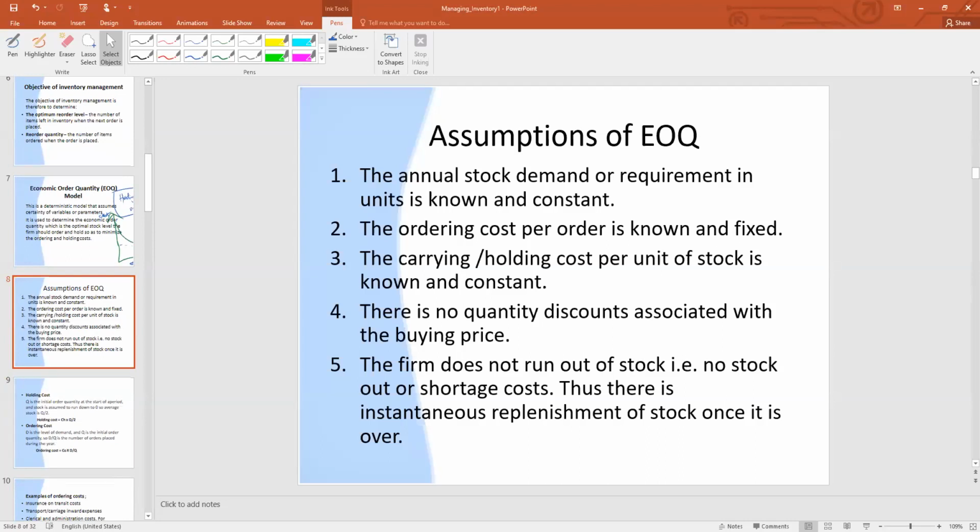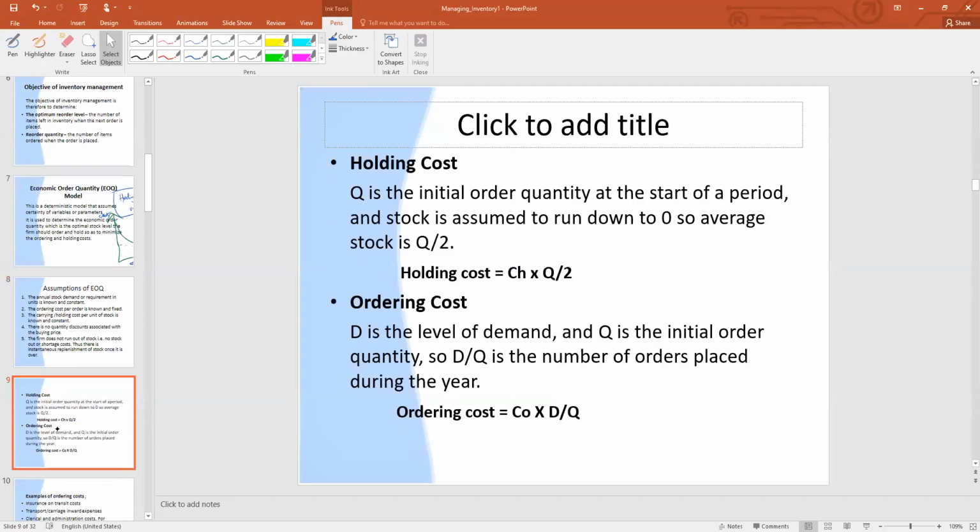Now, don't forget, since suppliers don't give quantity discounts, it implies that the purchase cost is fixed. Just put it aside here. The purchase cost is simply equal to, in a year, how many units I buy, let's say D, times the price per unit, let's say $10.